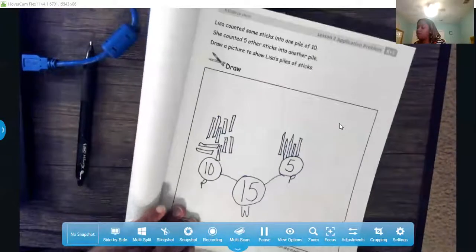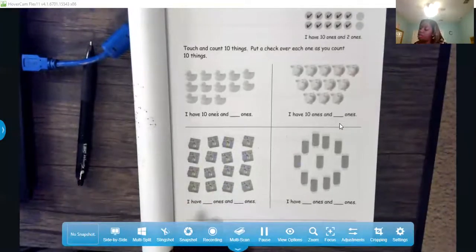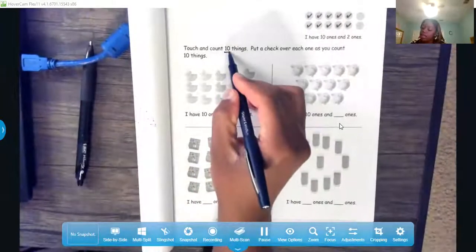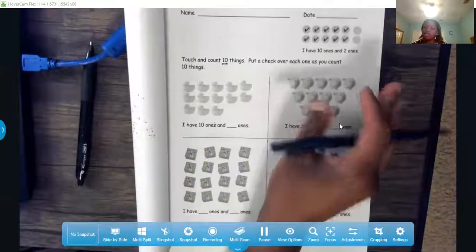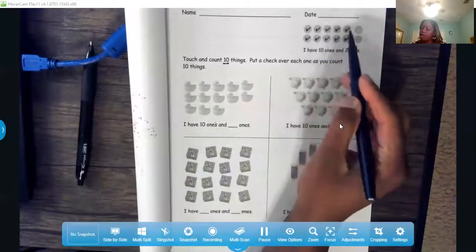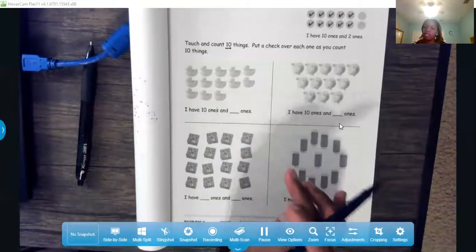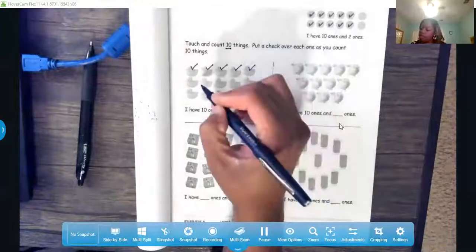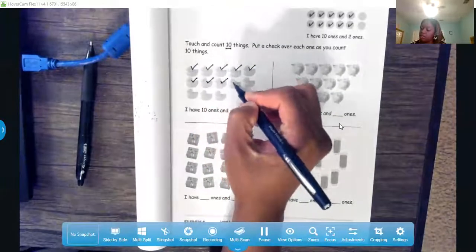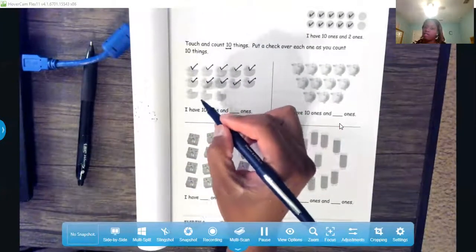So let's look at our problem set. We're going to look at the first one together, and then you'll be able to do the others by yourself. You're going to touch and count 10 things, and you're going to put a check over each one as you count 10 things. So they gave you a little example up here. They put a check over every one until they got to the number 10 and no more checks. So I'm going to do that with the ducks and show you what that looks like. 1, 2, 3, 4, 5, 6, 7, 8, 9, 10. So I have 10 ones here, and I didn't put any checks here because that's more than 10.